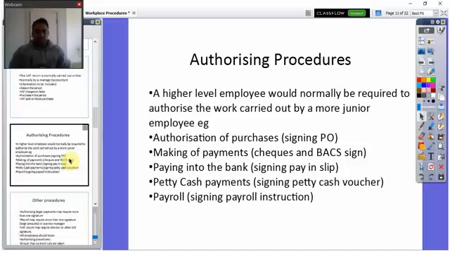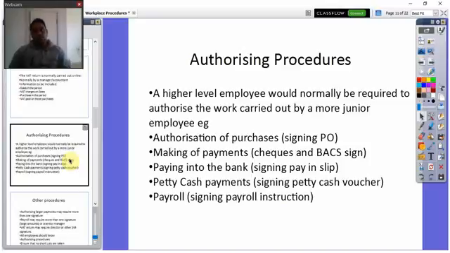Authorising procedures. In businesses, normally a high-level employee, a senior manager, would be required to authorise the work of a more junior employee. This is called segregation of duties. The purpose of this is that different employees will do a different part of their overall work, and the reason for this is that there's a check on the work.